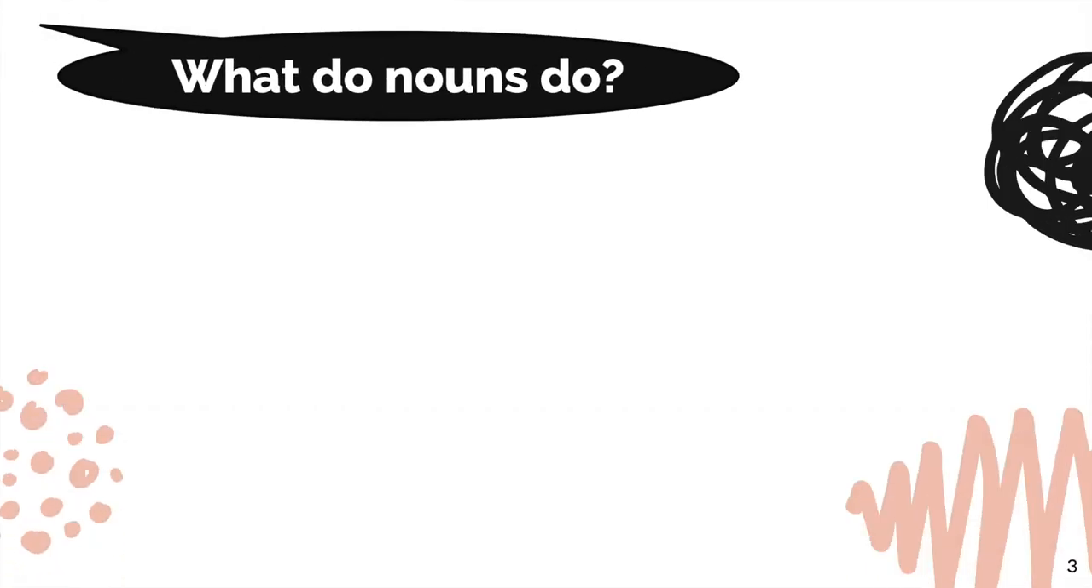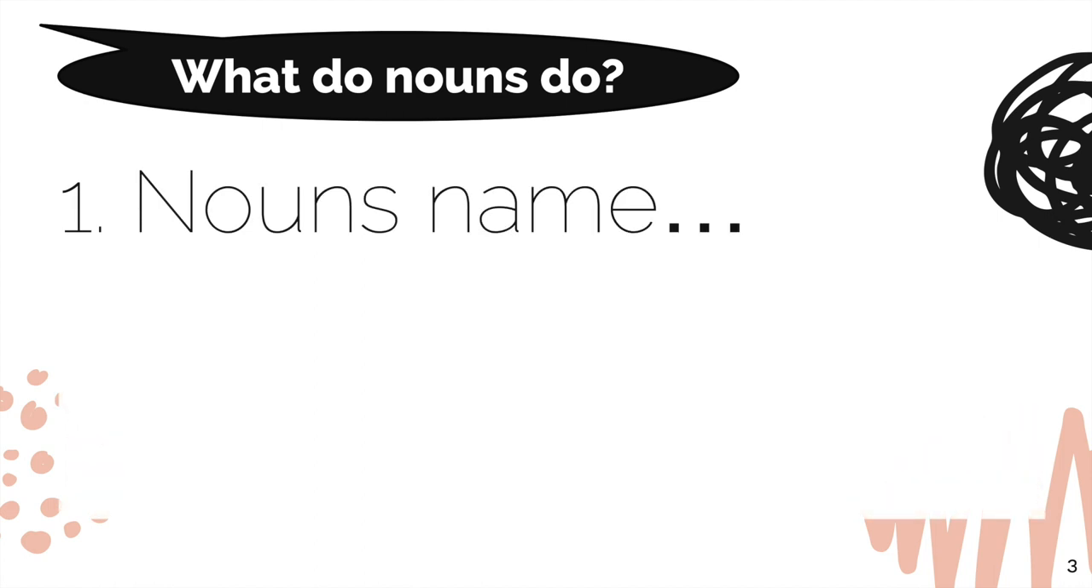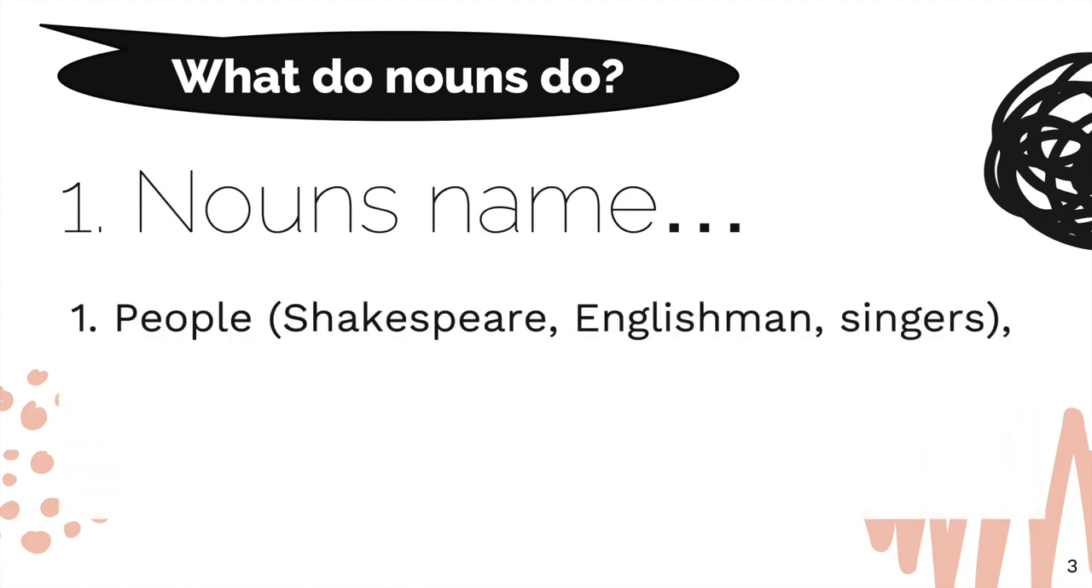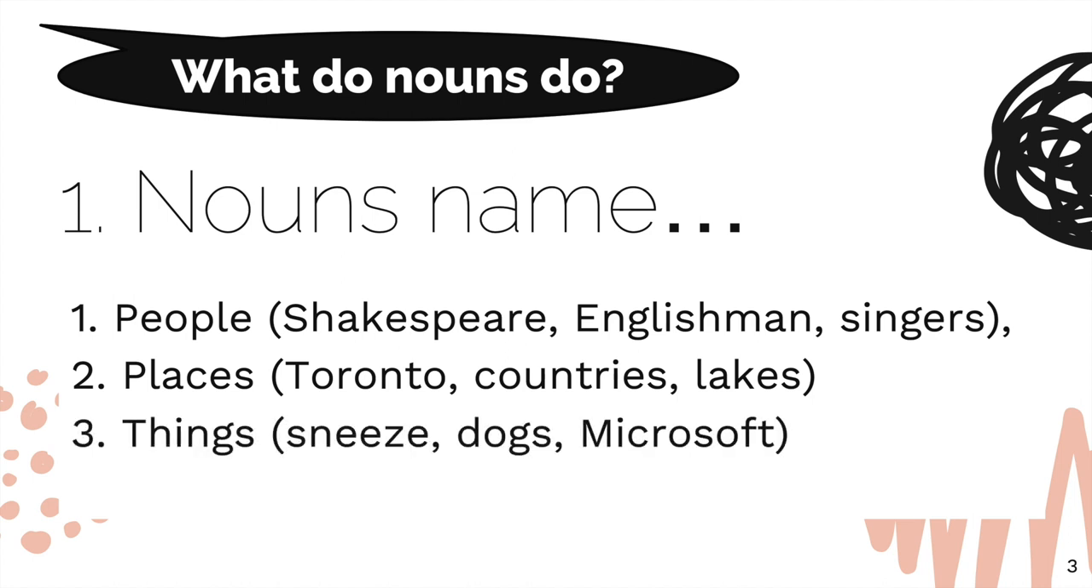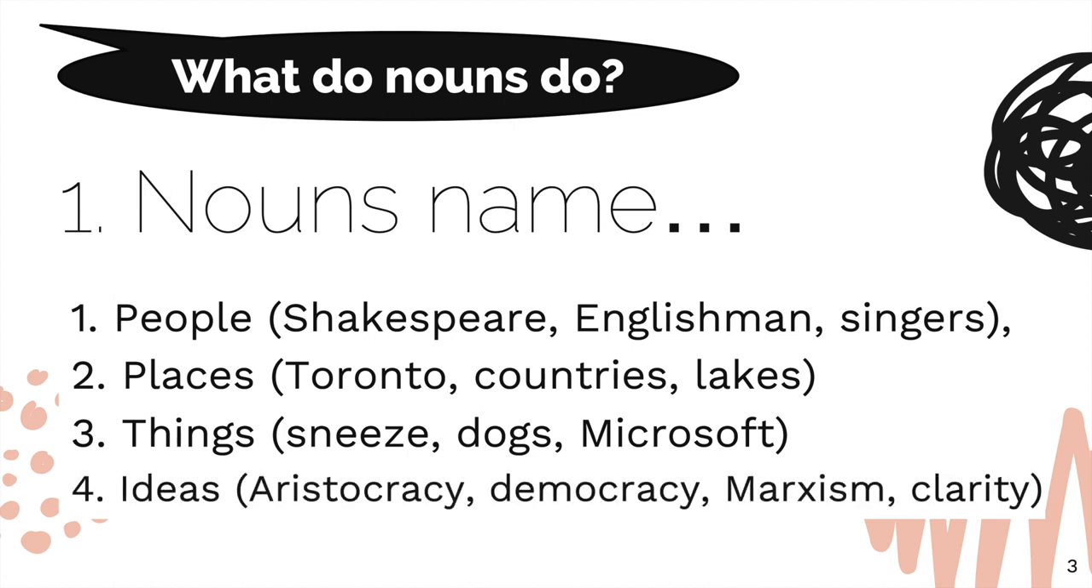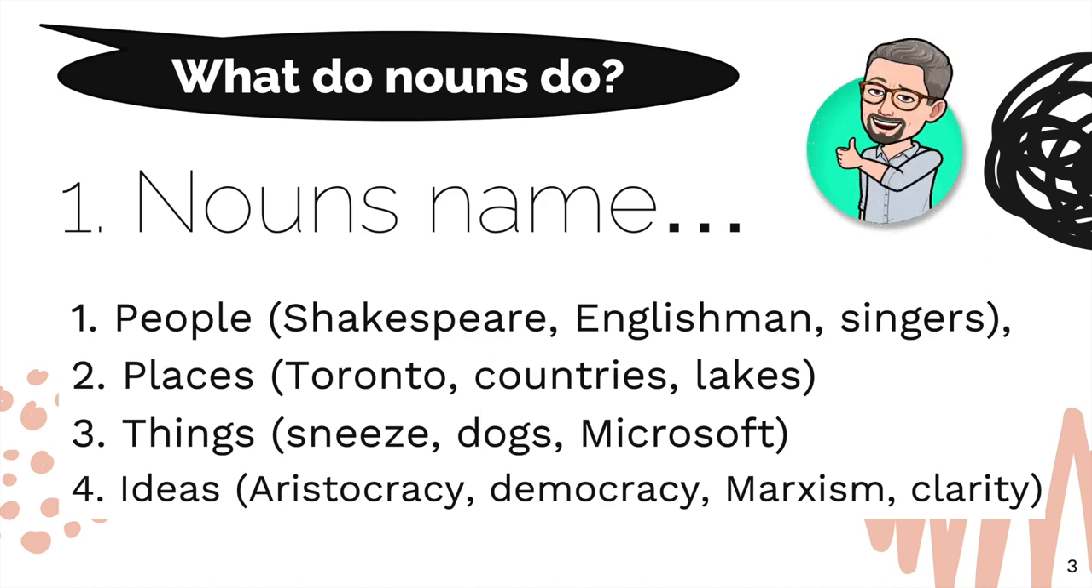So first question. What do nouns do? Nouns name people, like Shakespeare, Englishmen, singers. Places, like Toronto, countries, lakes. Things, like sneeze or dogs, Microsoft, etc. And ideas, like aristocracy, democracy, Marxism, clarity. Yeah, I think I got that.